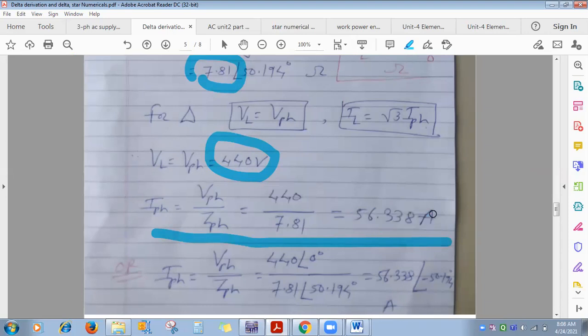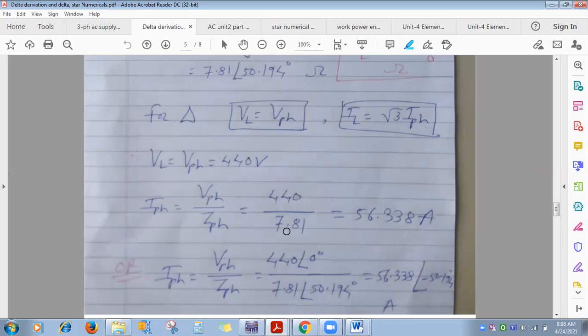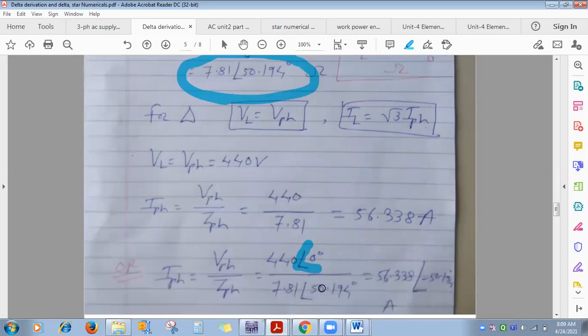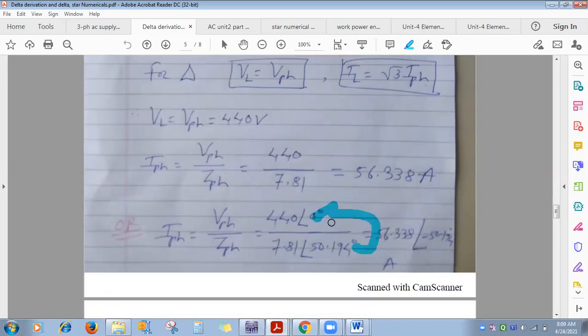In polar form also you can do the calculations. I told you, if nothing is given for voltage, consider angle 0 degree. So for Z, we know polar form. Put its value over here. Magnitude you can divide. And what about angle? It goes to numerator. And when you shift it to numerator, its sign will change. So minus 50 point something. Got it?